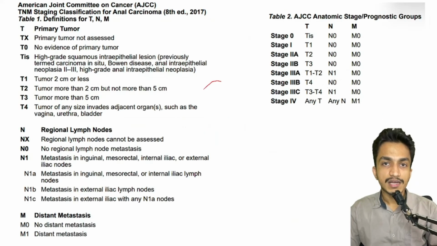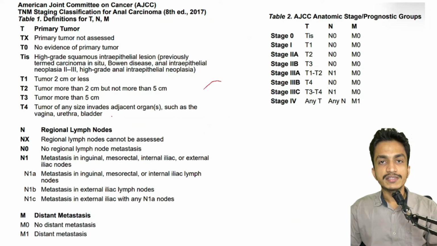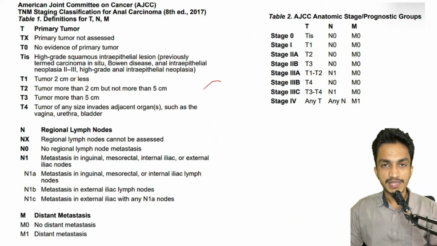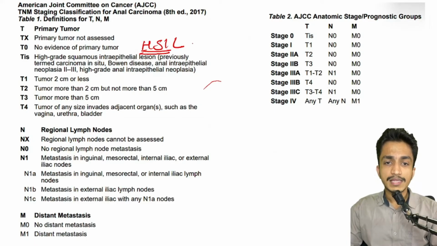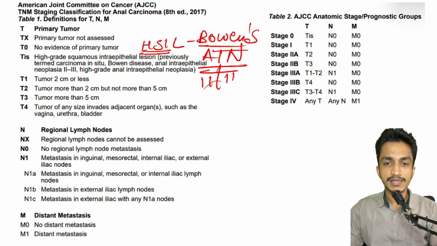Coming to anal canal carcinoma, if it is limited to the intraepithelial lesions, that is HSIL, that is Bowen's disease, or anal intraepithelial neoplasia type 2 or 3, then it is TIS.